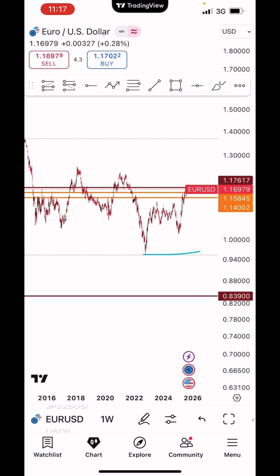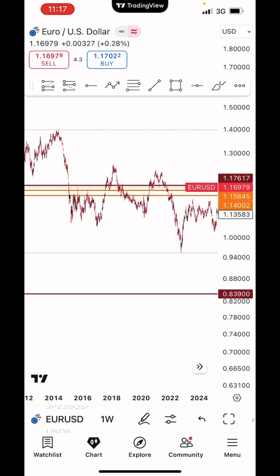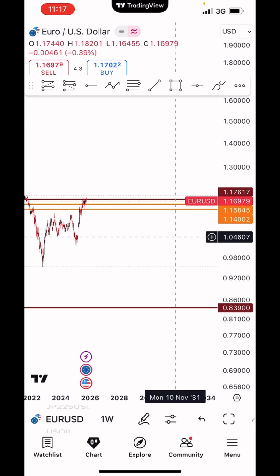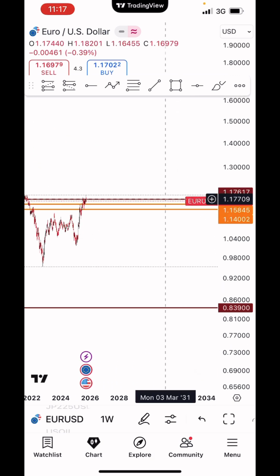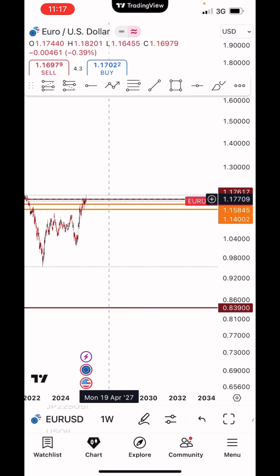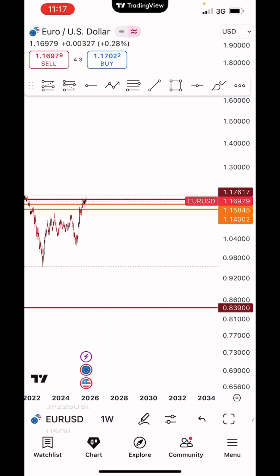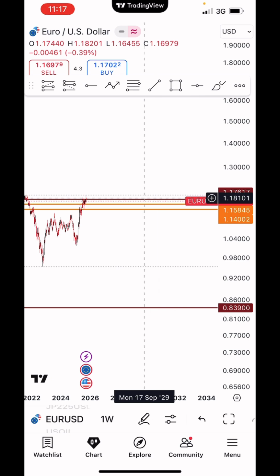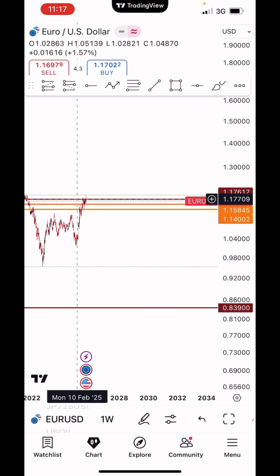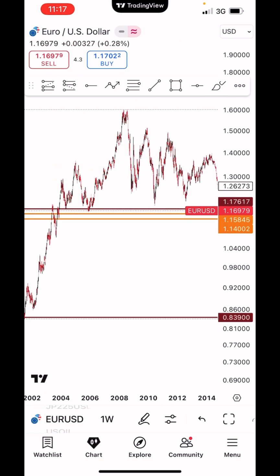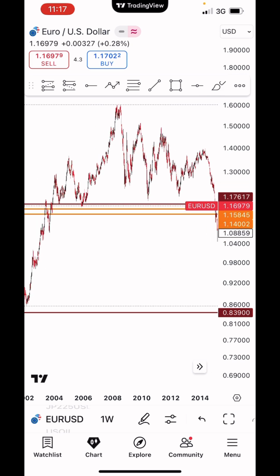So let me clean all this. I want the chart to be clean. So this black zone here is the weekly zone. Let me call it the weekly breaker block. This black zone is the weekly breaker block, because if you watch, this is like a resistance here.